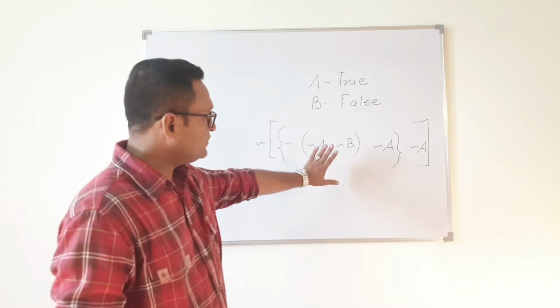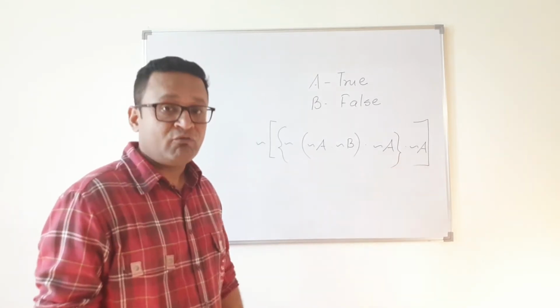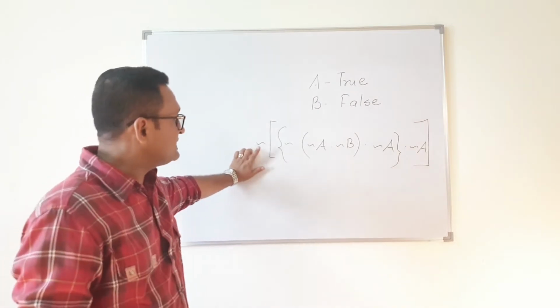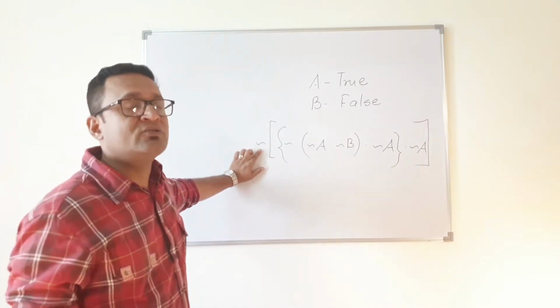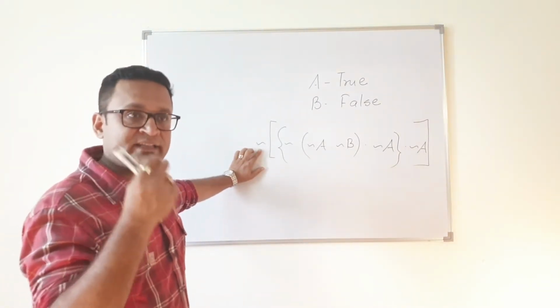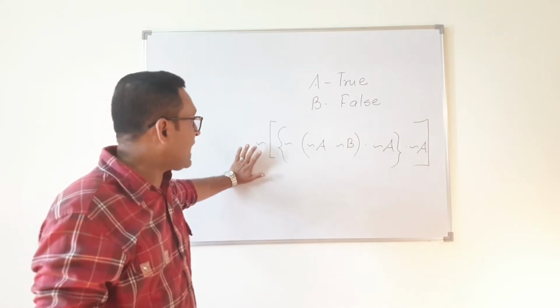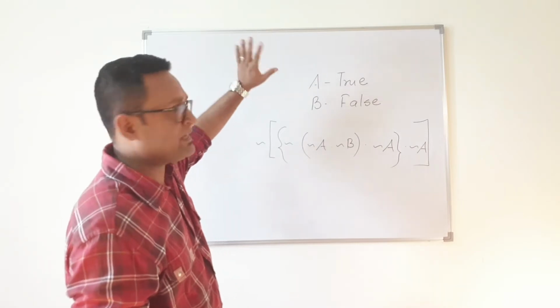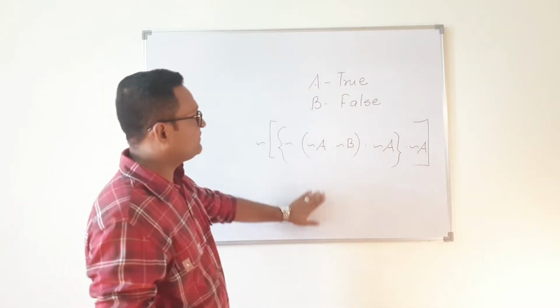Now we need to find the value of this. What will be the value of this? You know that this is the main connective, so this needs to be calculated, and this is something you should understand. Suppose somebody in the question says that if A is true and B is false, what will be the value of this?